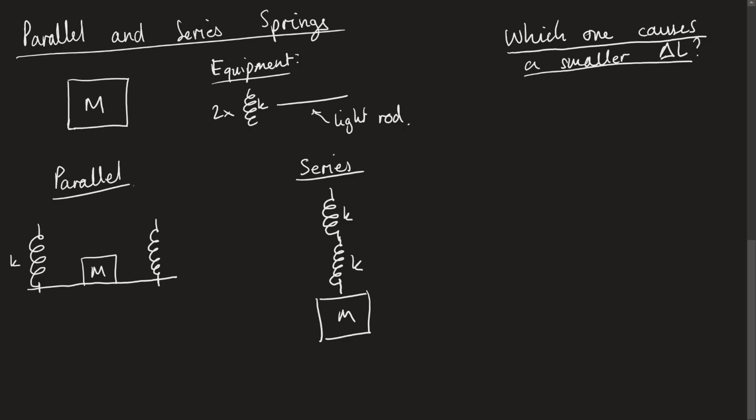Now, you'll probably have some intuition about this straight away, and if your intuition tells you that the parallel one is going to give you a smaller overall extension, I would agree with you. Now let me explain why. The simplest case is just to balance the forces. If I look at the total downward forces coming down, it's just M times G. If I look at the total upward forces, let me call this spring B, and this spring A.